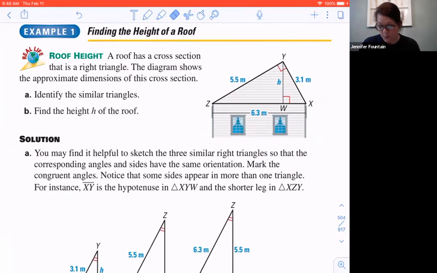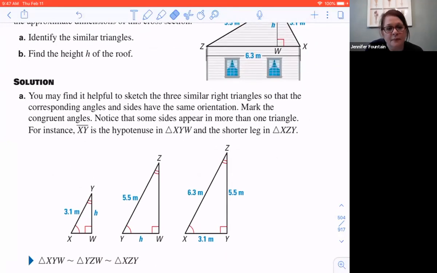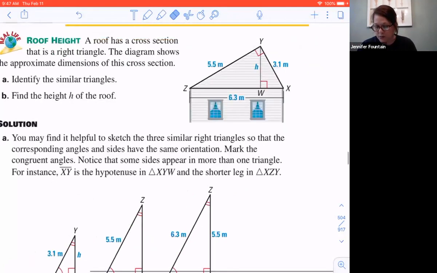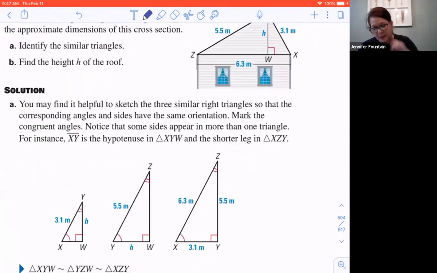So it says you may find it helpful to sketch 3 similar triangles so that the corresponding angles and sides have the same orientation. So basically what they did is they said, hey, if I'm getting overwhelmed by looking at these things together, if I'm having trouble separating them out, then I can go ahead and do a sketch of those 3 separate triangles instead of trying to look at it as, hey, I've got this big triangle, and then I've got this triangle here, and then I've got this triangle here. Instead of trying to look at them all together, I can actually sketch them out separately.